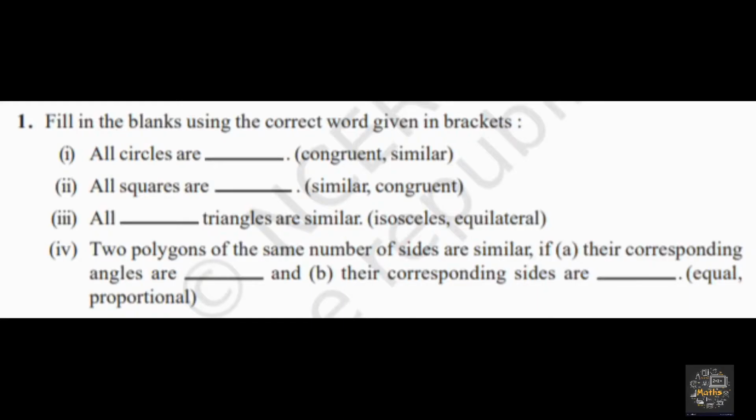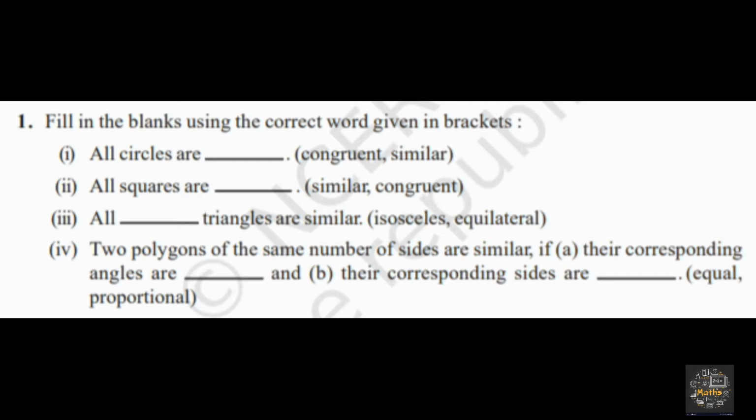Everybody, myself Kari Ravi. Some important questions, like 1 mark questions or choose the answers. First one: all circles are dash, congruent or similar. So its answer is similar. Second question: all squares are dash, similar or congruent. So the second answer is similar.